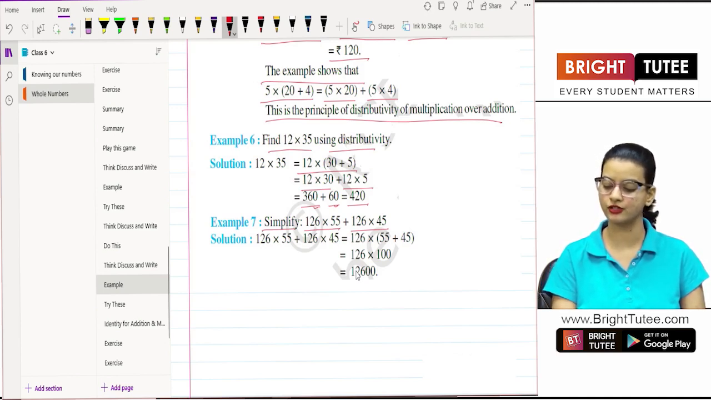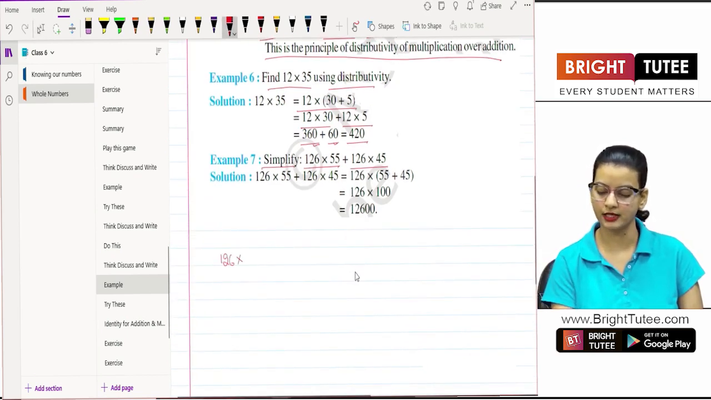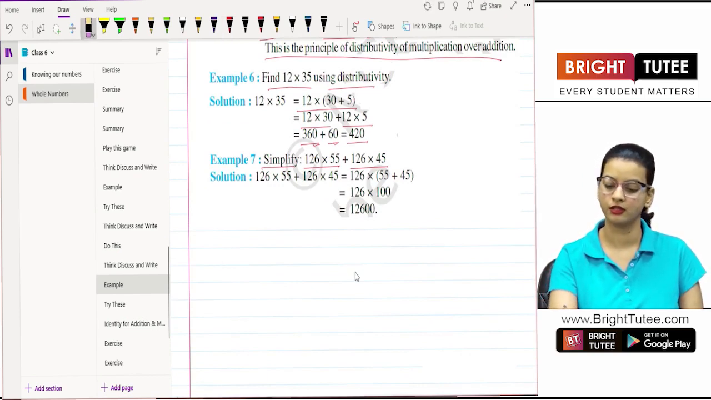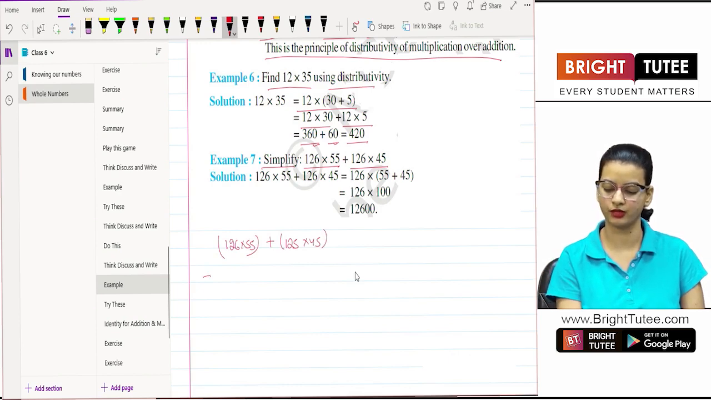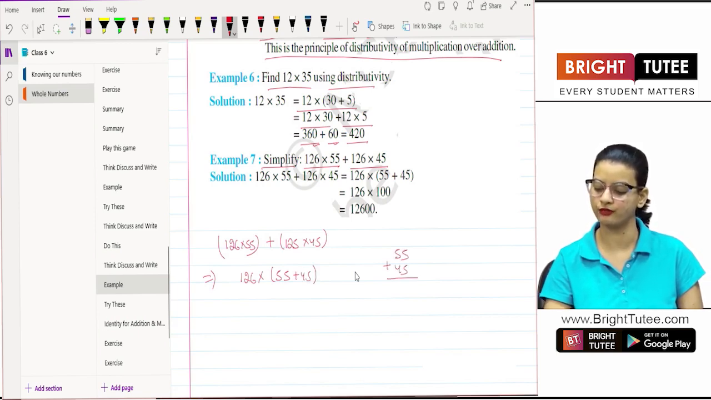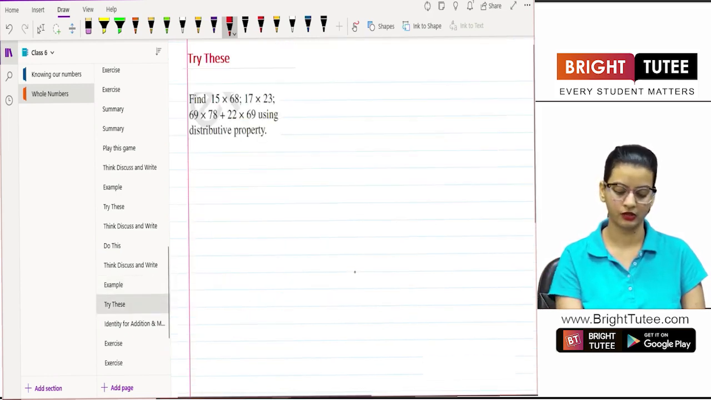Right, so this is actually distributivity of multiplication over addition. So we can simplify this as 126 into 55 plus 126 into 45. So how can we do this? We can do this actually as 126 into 55 plus 45. Now if I am going to add 55 plus 45, how much do I get? 5 plus 5 is 10, so 0 carry over 1. 5 plus 1 is 6 plus 4 is 10. So we have got 100. So we have got 126 into 100, that is 12,600.